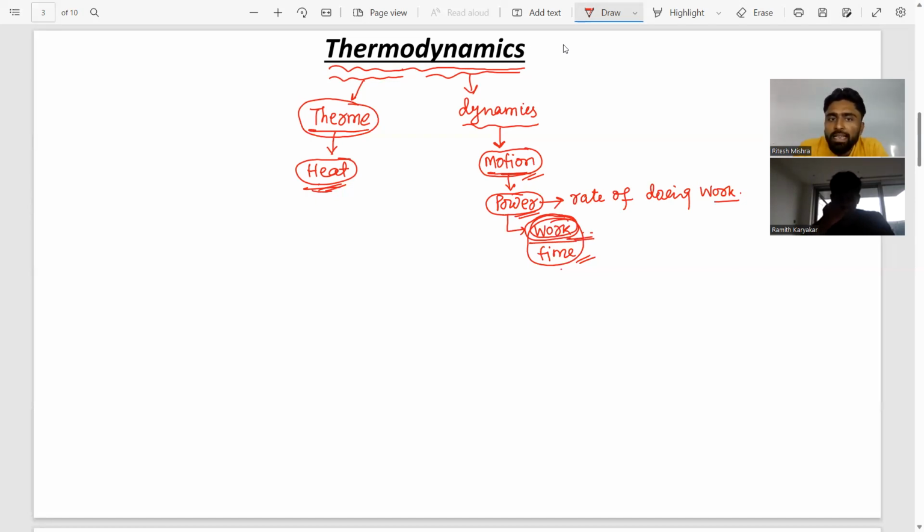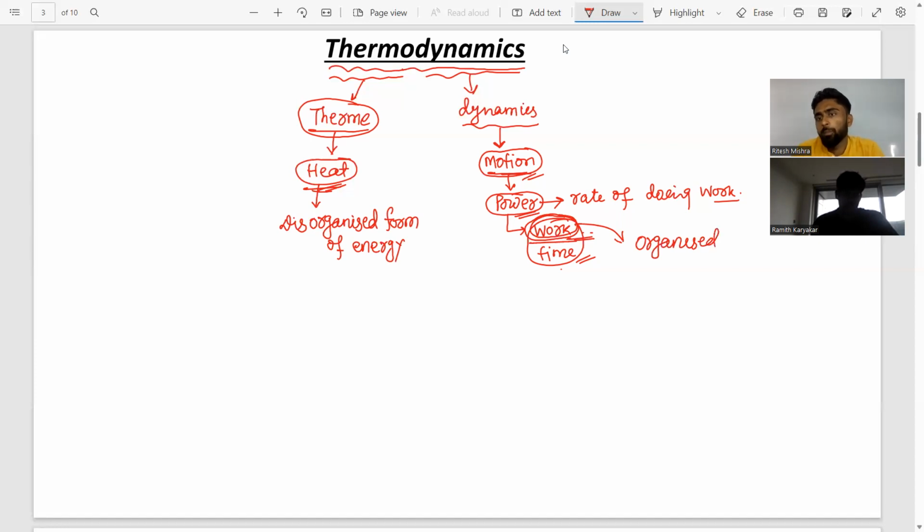Heat and work are both types of energy transfer. But heat is called a disorganized form of energy. Why it is called disorganized, I will tell you. Disorganized form of energy. And work is called an organized form of energy.